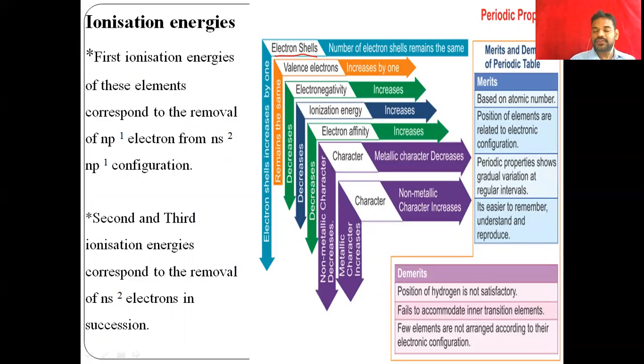And then the valency electron increases. That means successive addition of electrons takes place from one group to another. So when moving from left to right in the periodic table, the electrons increase. Successive addition of electrons takes place.